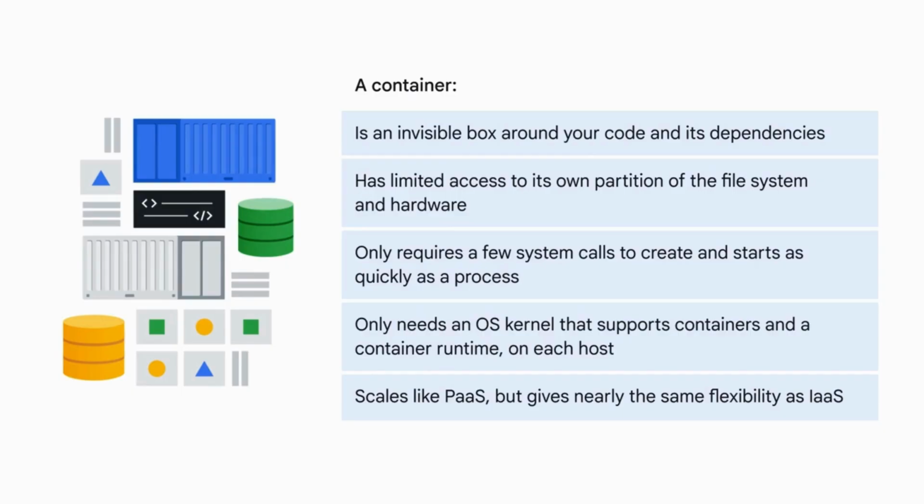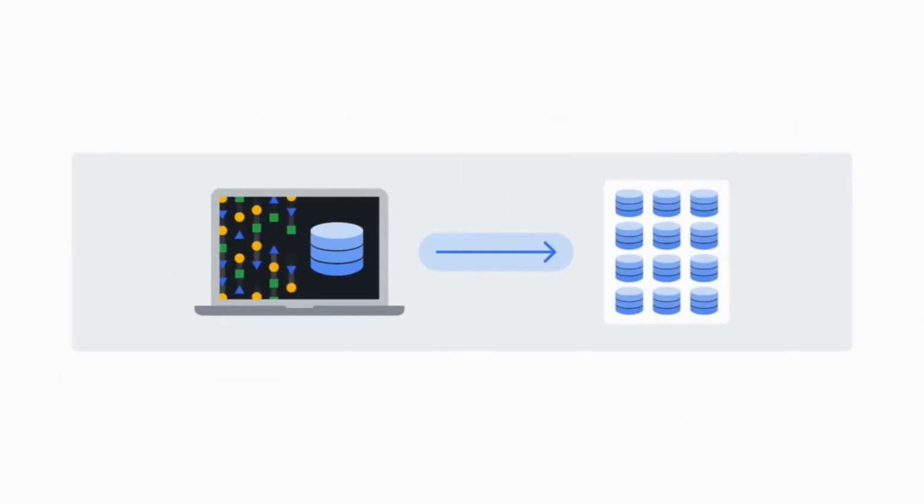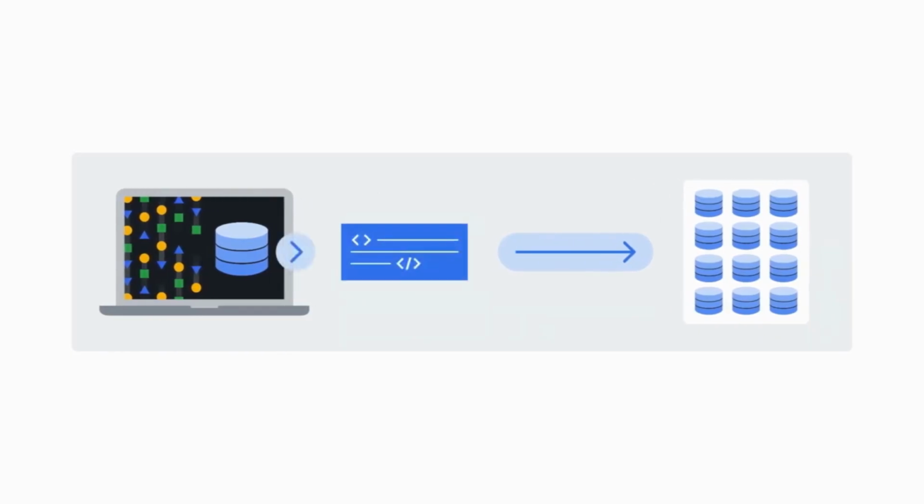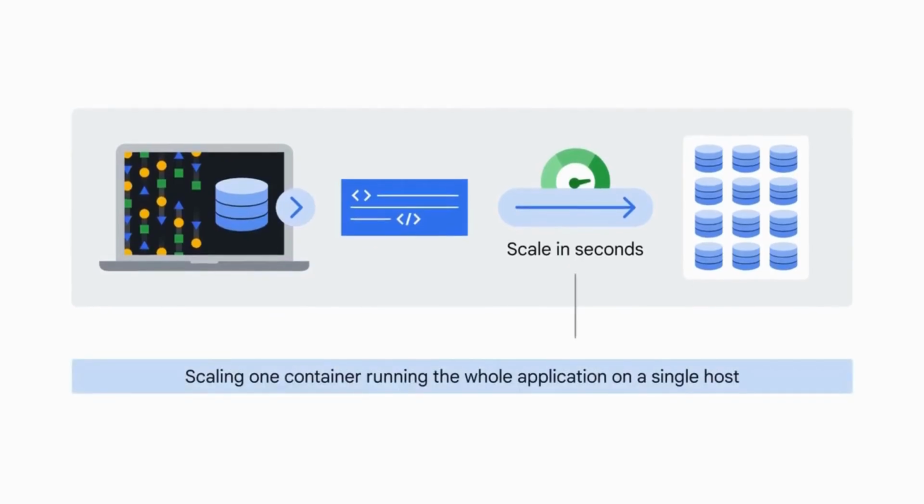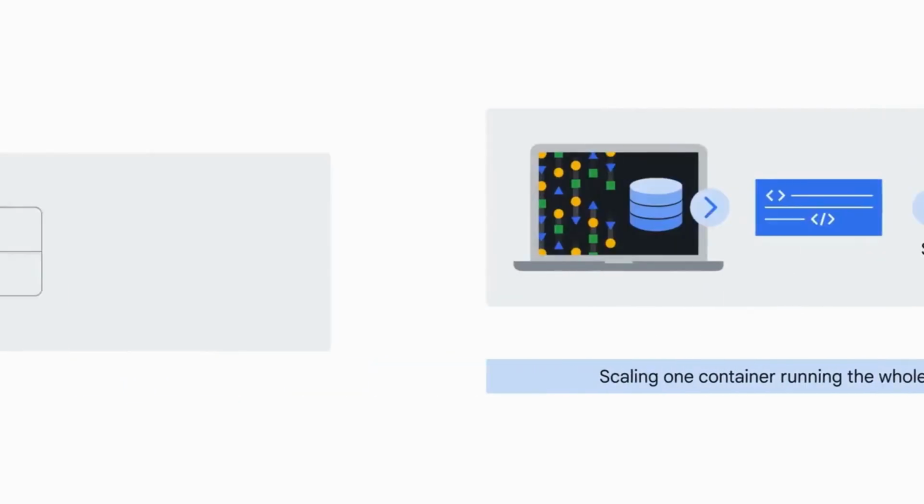So you can go from development to staging to production, or from your laptop to the cloud, without changing or rebuilding anything. As an example, let's say you want to scale a web server. With a container, you can do this in seconds and deploy dozens or hundreds of them, depending on the size of your workload, on a single host. That's just a simple example of scaling one container, running the whole application on a single host.